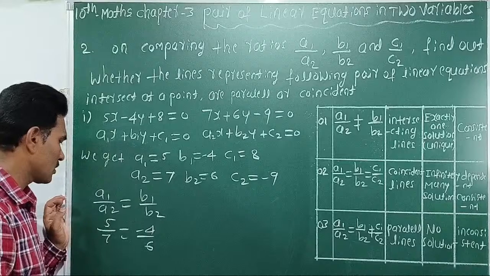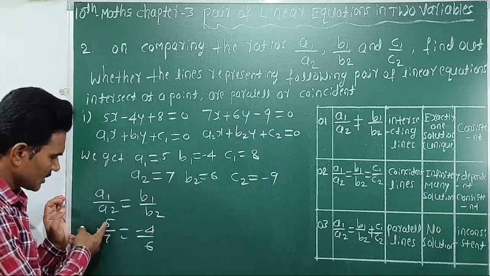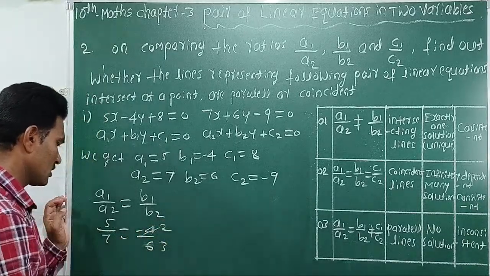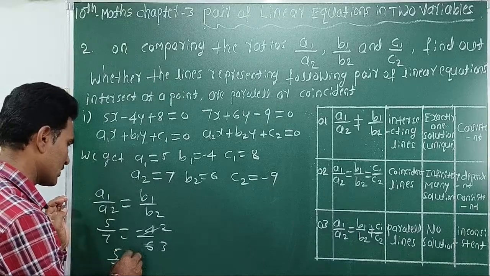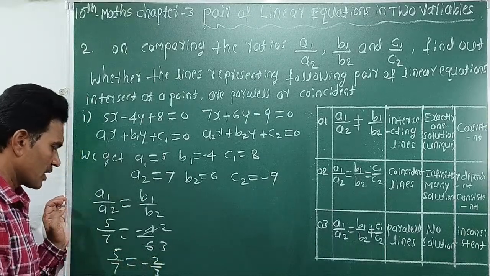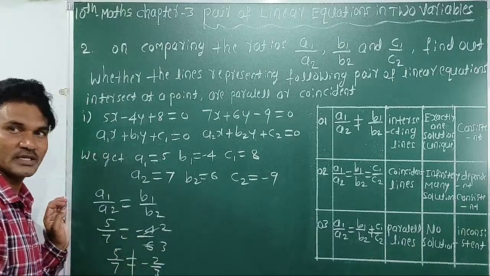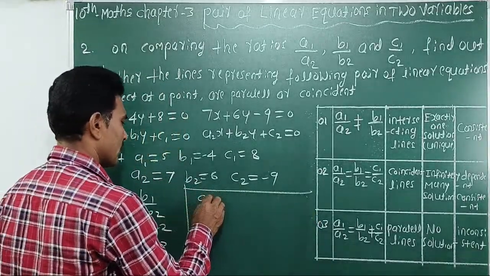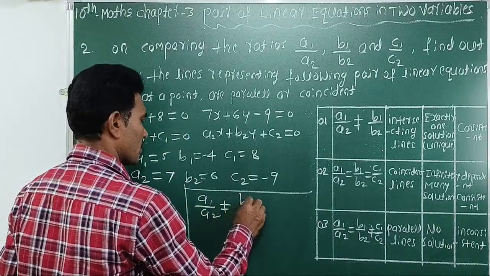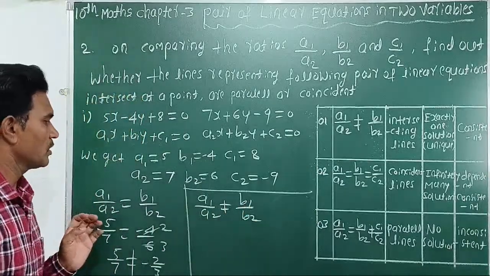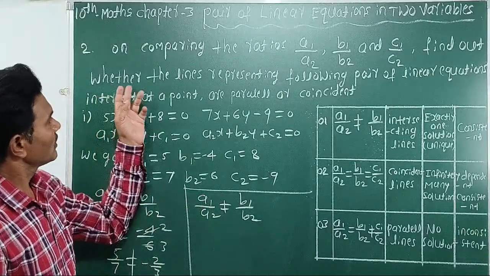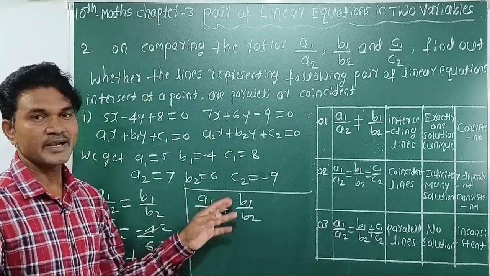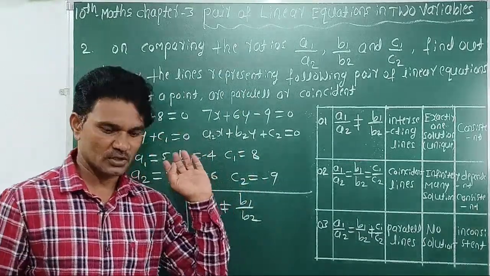After simplifying, there is no cancellation here for 5 by 7. Minus 4 by 6 gives 2 twos are 4, 2 threes are 6, so minus 2 by 3. 5 by 7 is not equal to minus 2 by 3. That means here a1 upon a2 is not equal to b1 upon b2. So the lines representing this pair are intersecting at a point. Write down the solution.